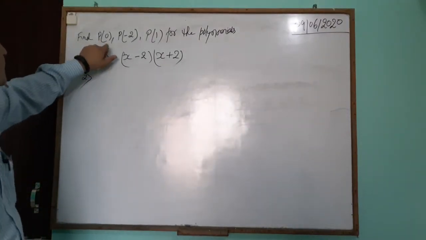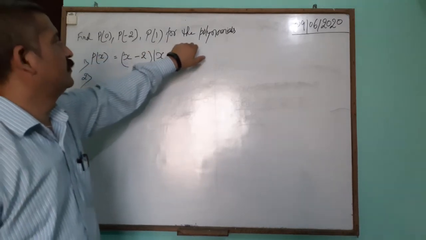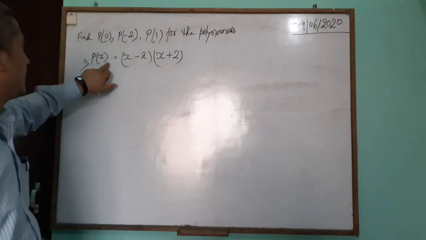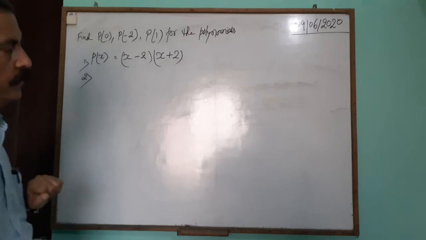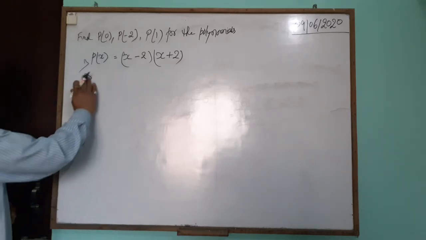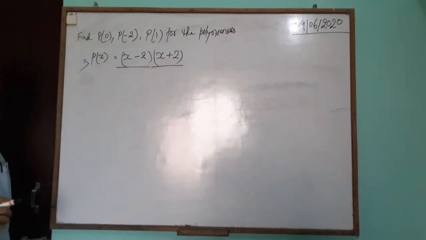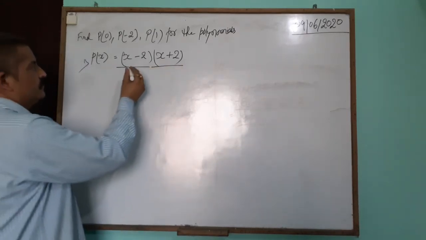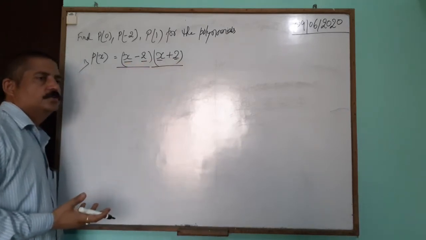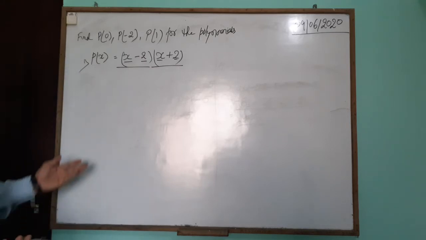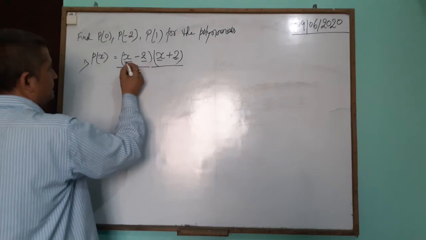Find the value of p at 0, p at minus 2, p at 1 for the following polynomial. The polynomial says p(x) is equal to x minus 2 and x plus 2. So anyone may ask, sir, where is the polynomial? It is in product form. So first of all, you just multiply it, either using the identity or by multiplying. So first we check the multiplication.